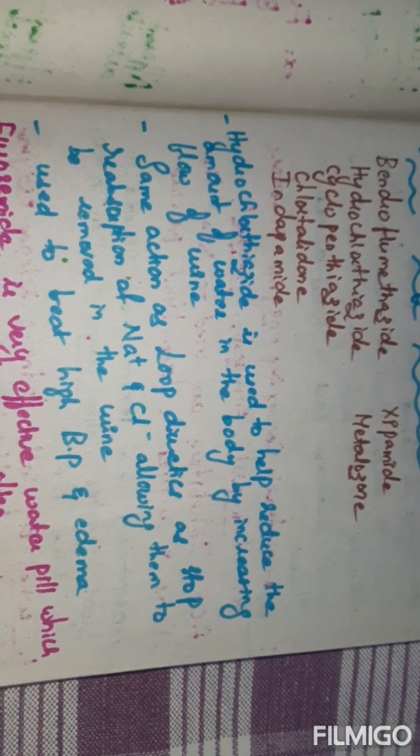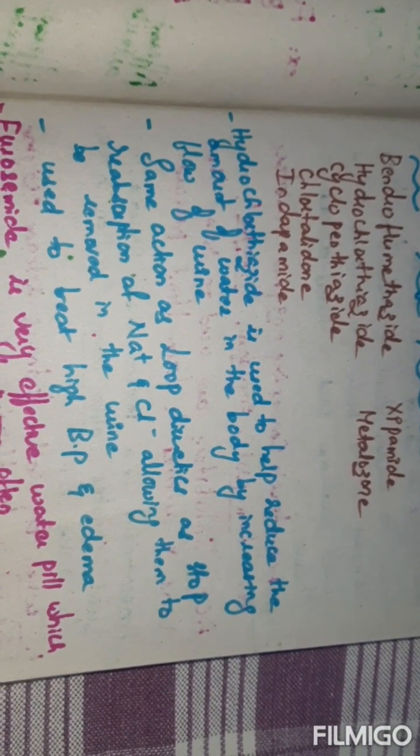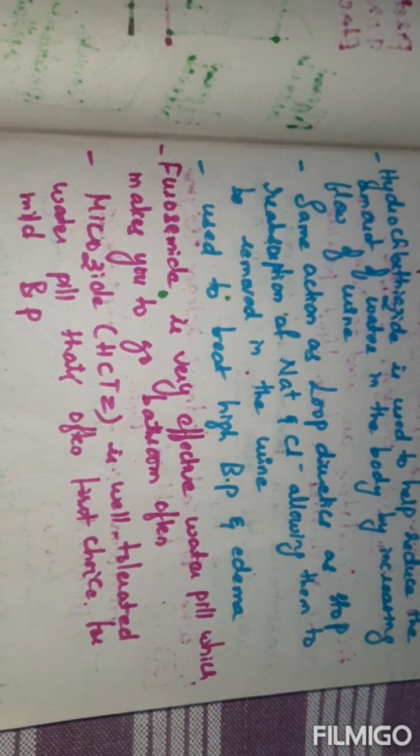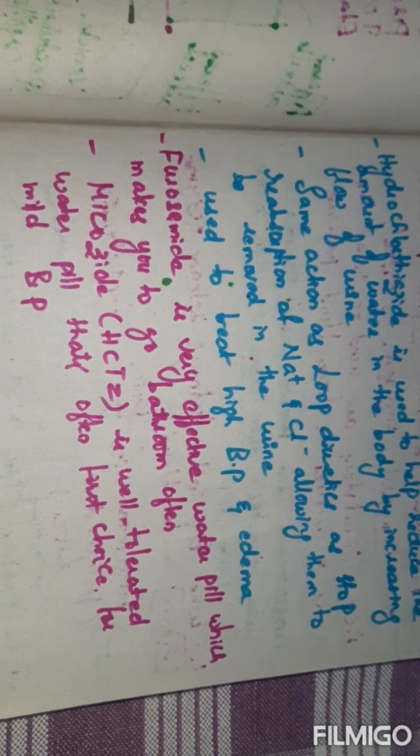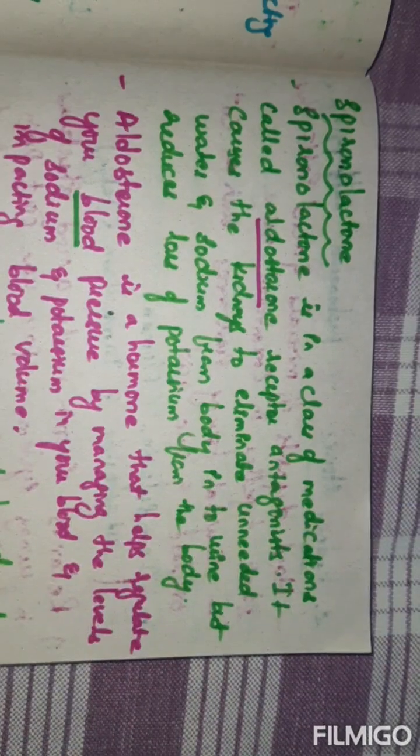They stop reabsorption of sodium and chloride, allowing them to be removed in the urine, and are mainly used to treat hypertension and edema. Whereas furosemide is a very effective water pill which makes you go to the washroom often, hydrochlorothiazide is a well tolerated water pill that is often a first choice for mild hypertension.